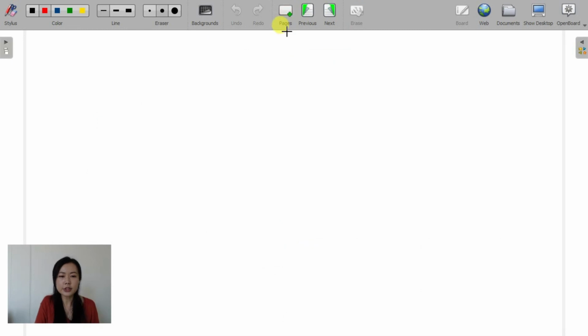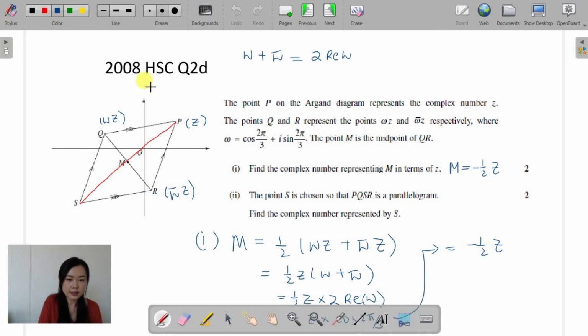So I'm just going to, yeah, let's add a page. Actually, what I'll do is, let's copy the diagram as well.